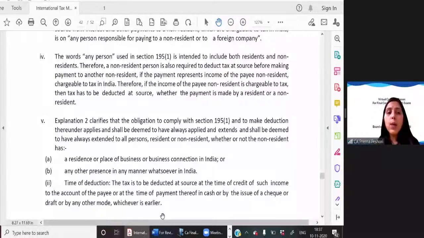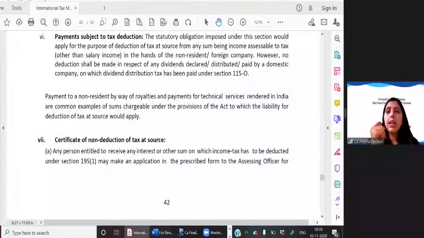Now, understand one thing, when a TDS is deducted under 195, the non-resident may not have a taxable income in India, or for that matter, the non-resident has a lower income in India. Then he can always obtain a certificate for non-deduction or lower deduction of tax at source, like the normal sections which we have. So he can make an application to the AO.